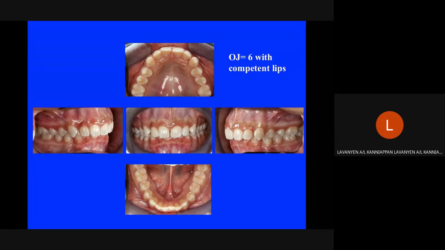Yeah, this one is 3A, overjet 6. And this one has competent lips. The 4A usually is not competent lips. 4F? Why 4F? There's a deep bite. Yes, deep bite.